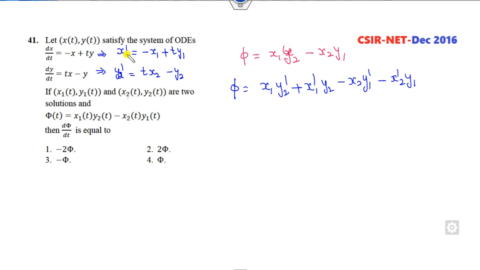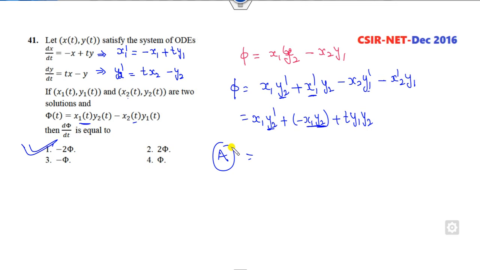Now you can find that. You can substitute the x1 dash here. So if you multiply them with y2, it will be minus x1 y2 plus t times y1 y2. I can substitute y2 dash here. And you can simplify that. That's very simple. You can simplify them. You will get it in terms of x1 y2 and x2 y1. Rest all will be cancelled out. You will get the right answer as A is the simplified answer.